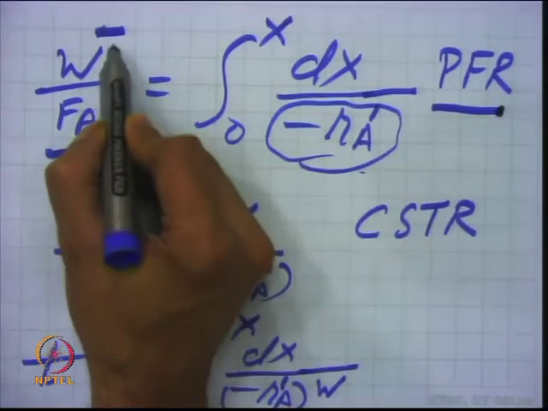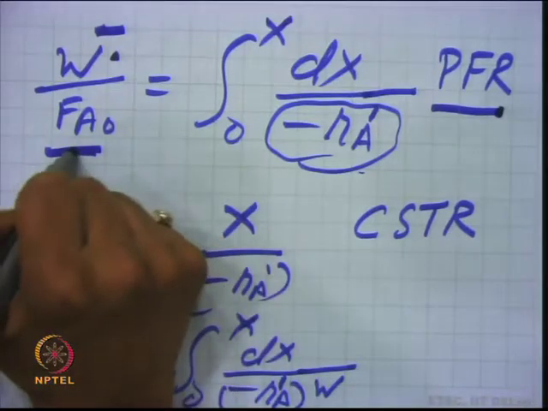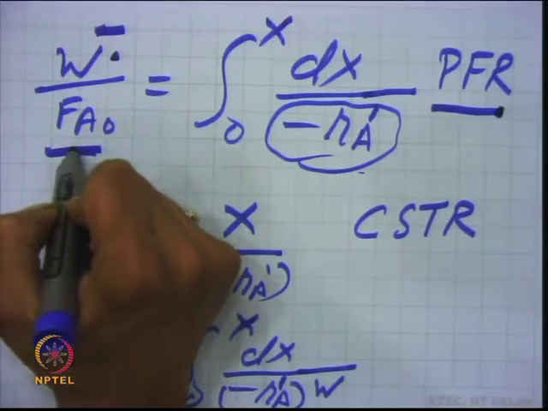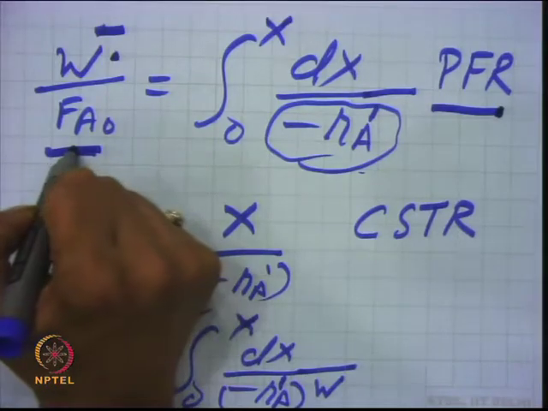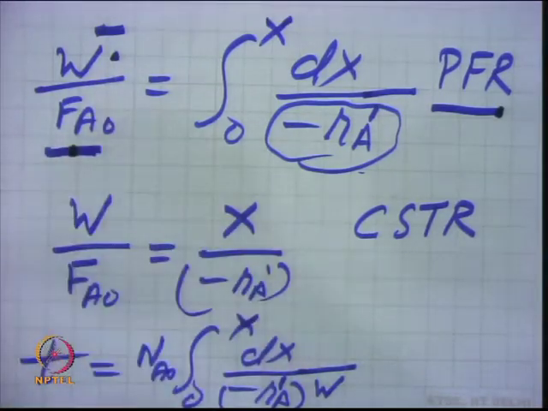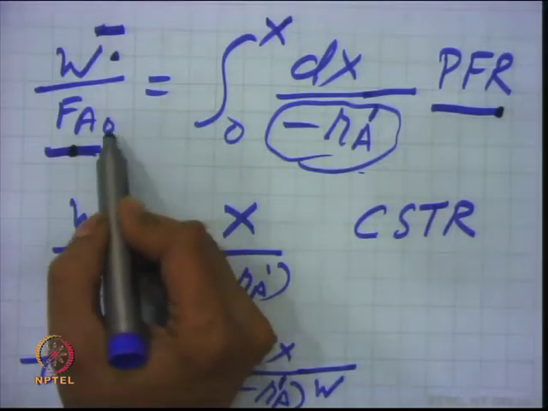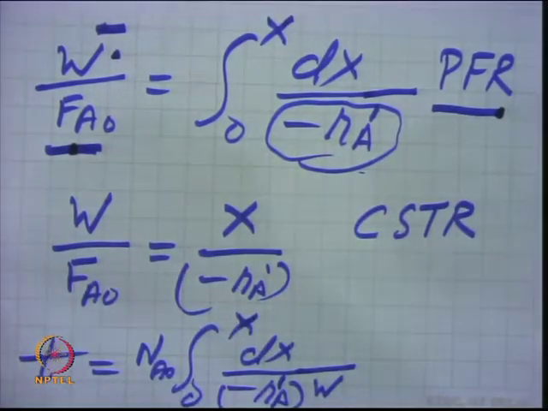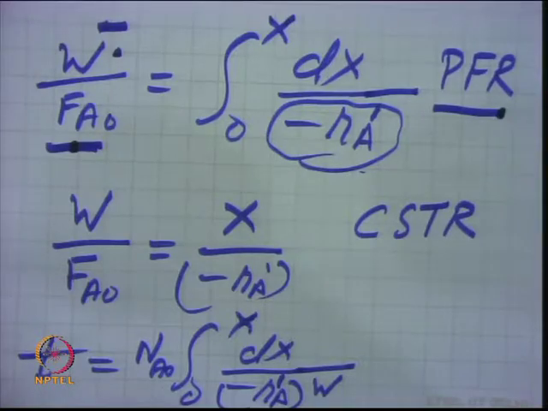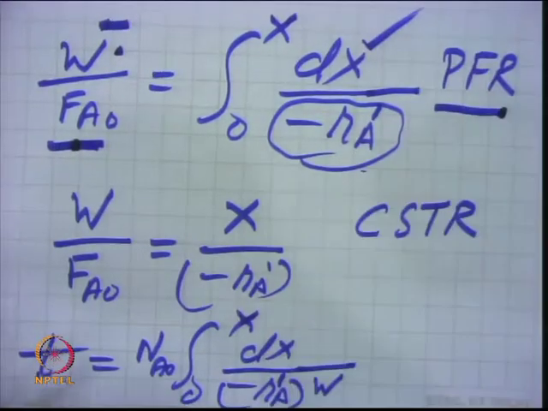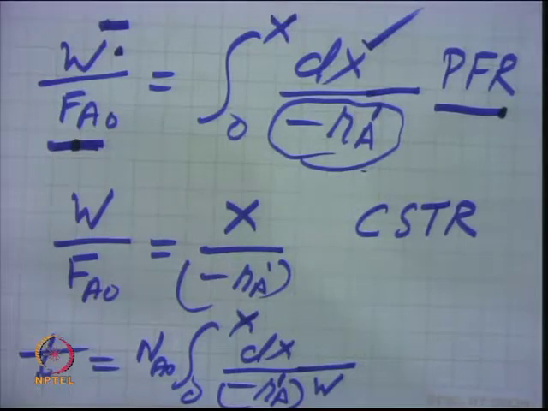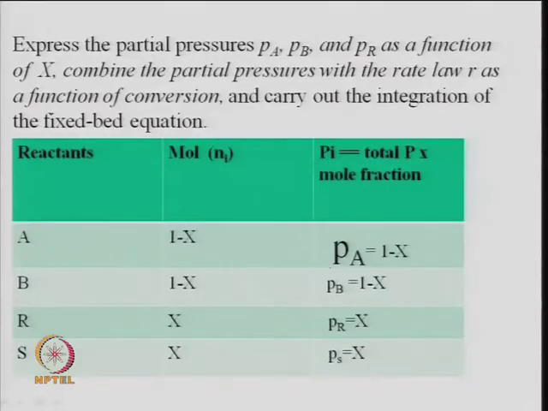So, we need to find out the mass of the catalyst. Fa naught is the molar feed rate of the limiting component. Since they are given in the stoichiometric ratio, you can take either, and let us take A as Fa naught, the molar flow rate of A. Ra dash is given; the only thing we need is to transform Pa and Pb in terms of X for integration. So, we made a kind of stoichiometric table here, so that at any time when the conversion is X, we can write the mole fractions.